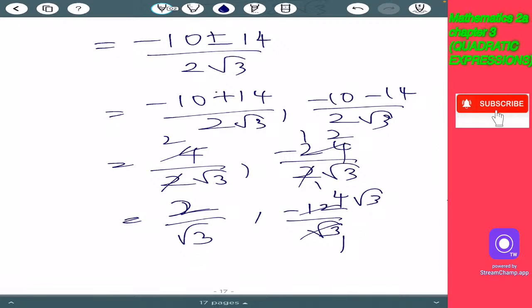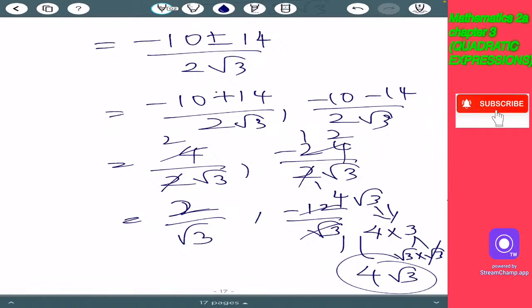If you want to see how it is, the expression is 4 multiplied by 3, and 3 can be written as under root 3 into under root 3. So if you cancel one under root 3, you'll get 4 under root 3 remaining. So you'll get 2 under root 3 comma minus 4 under root 3. These are the roots.